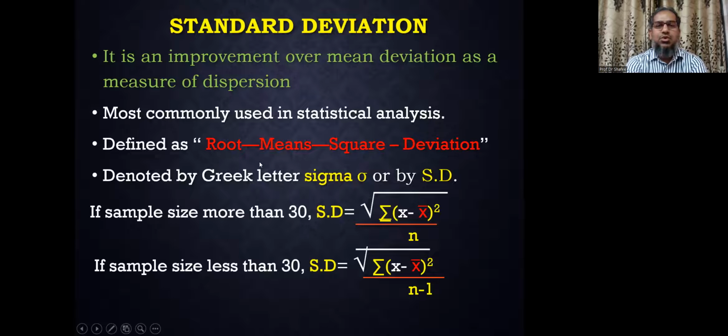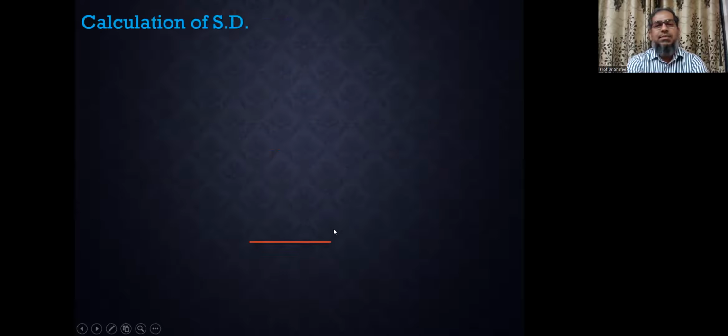Here you can see it is the root of the whole. This whole comes under the root, and it is the mean. We have to find the mean of the squares of the deviations. These are the squares of the deviations, and if we divide by the number of observations, it becomes the square root of the mean of the squares of the deviations. So these two formulas are used based on the sample size.